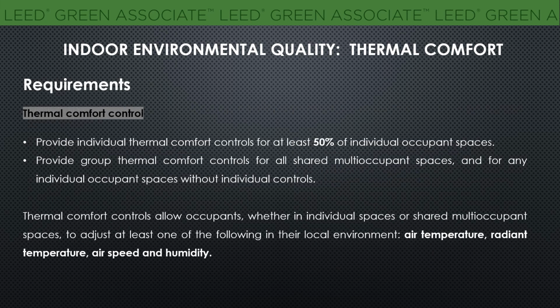Now let's look at the next requirement, which is regarding thermal comfort control. Provide individual thermal comfort control for at least 50% of individual occupant spaces. Provide group thermal comfort control for all shared multi-occupant spaces and for any individual occupant spaces without individual control. Thermal comfort control allows occupants, whether in individual spaces or shared multi-occupant spaces, to adjust at least one of the following in their local environment: air temperature, radiant temperature, airspeed and humidity.